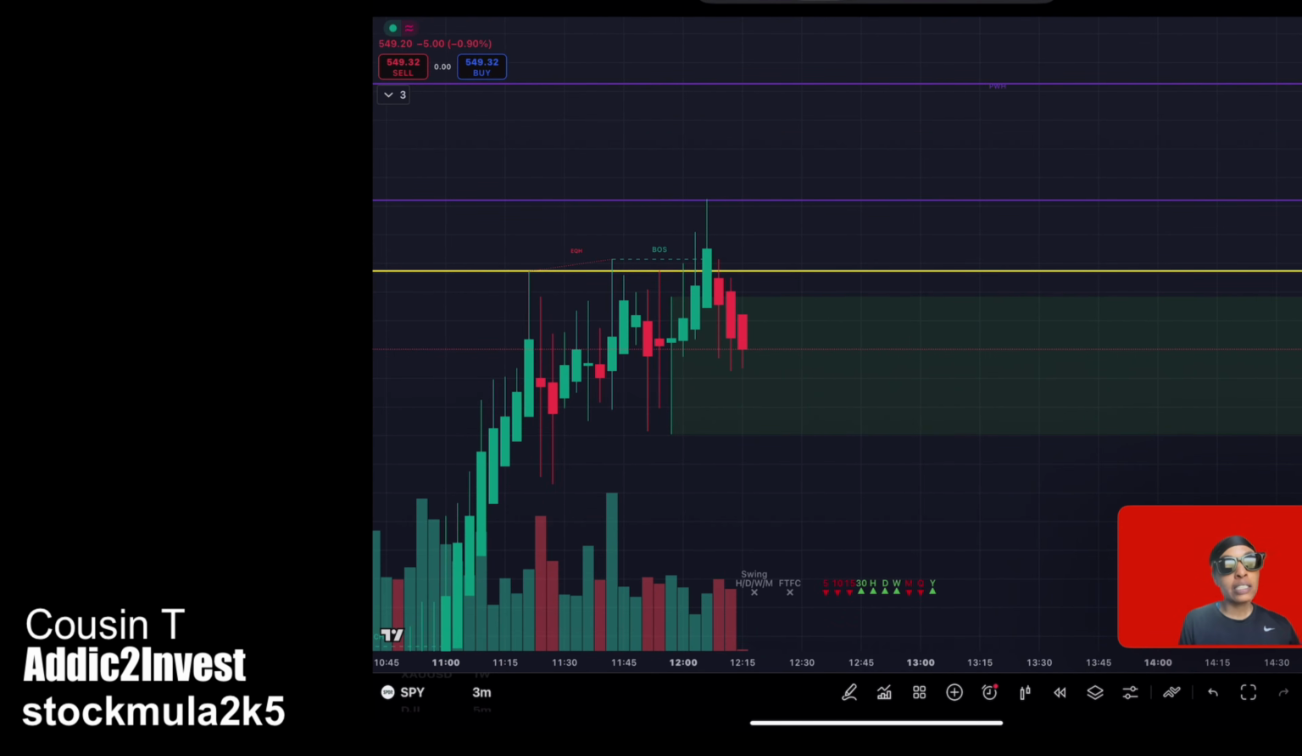This green box, welcome to the box where the green team, the buyers, their responsibility is always to make the candles go up. But the fact that the red team came into the green team's house, they're pushing them out a little bit. That's why you see these wicks.